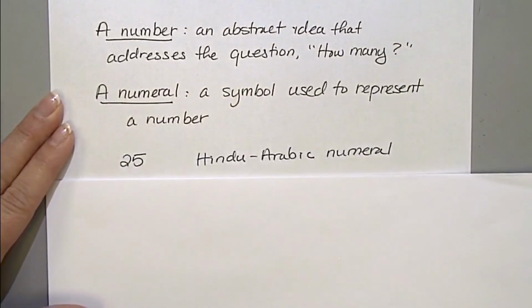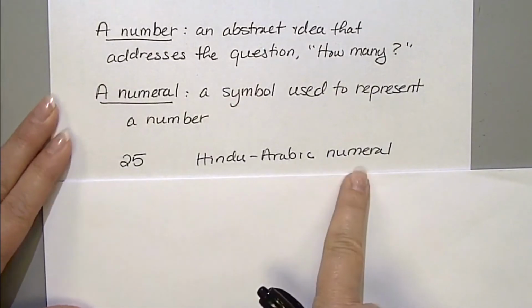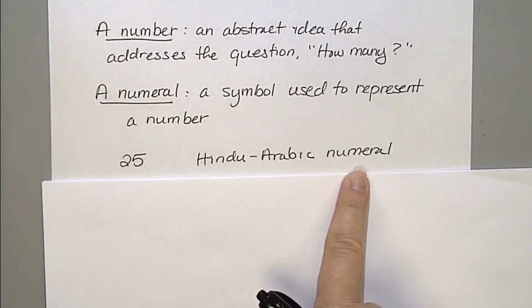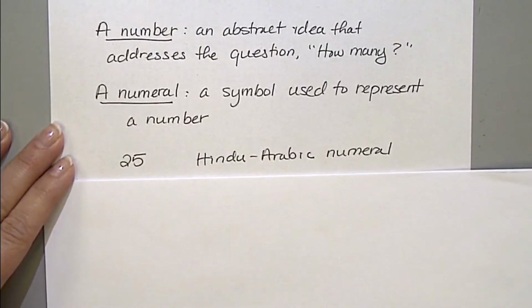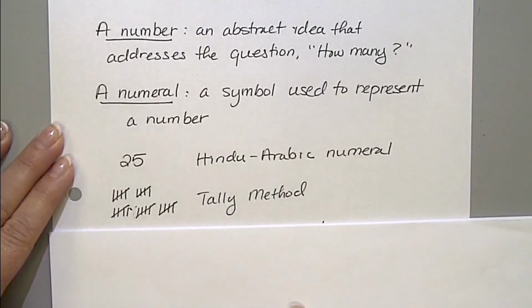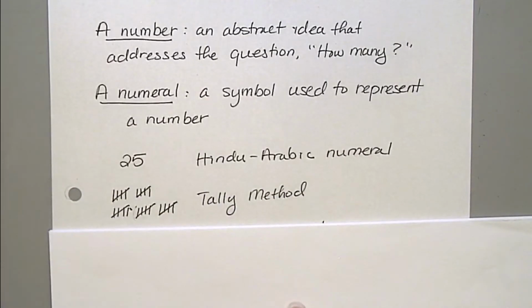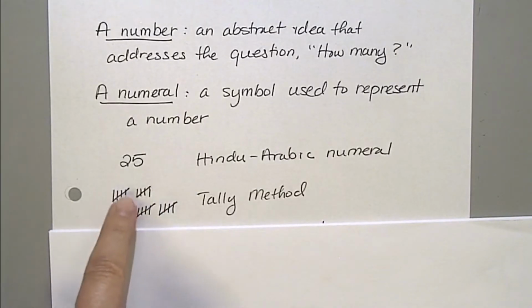So, for example, 25, this is our Hindu-Arabic numerals. We use a system called Hindu-Arabic. You might not have known that's what our numerals are called. But maybe you were playing a game or playing cards and tallying up your points, and you might have listed 25 this way. This is a different numeral system, where each little hash mark stands for one, so 1, 2, 3, 4, and then cross it to make 5. The only purpose for crossing it is that it's a lot easier to count in groups of 5.